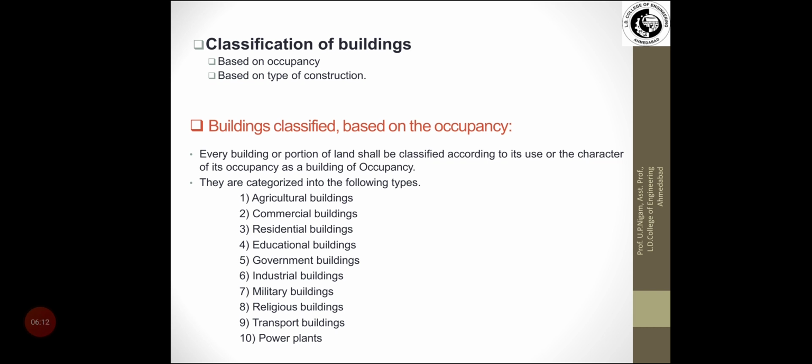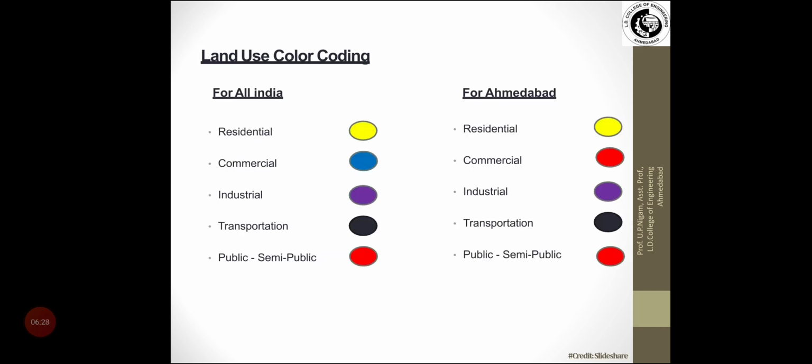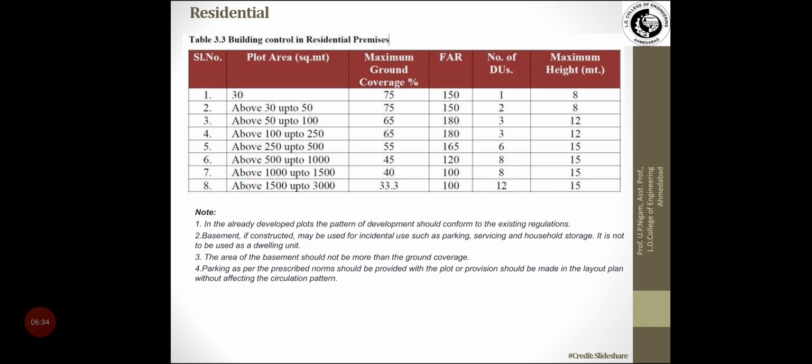They are characterized into the following types: agricultural, commercial, residential, educational, governmental, industrial, military, religious, transport buildings, and then power plants. Now different land use color coding is given to the different types of buildings.